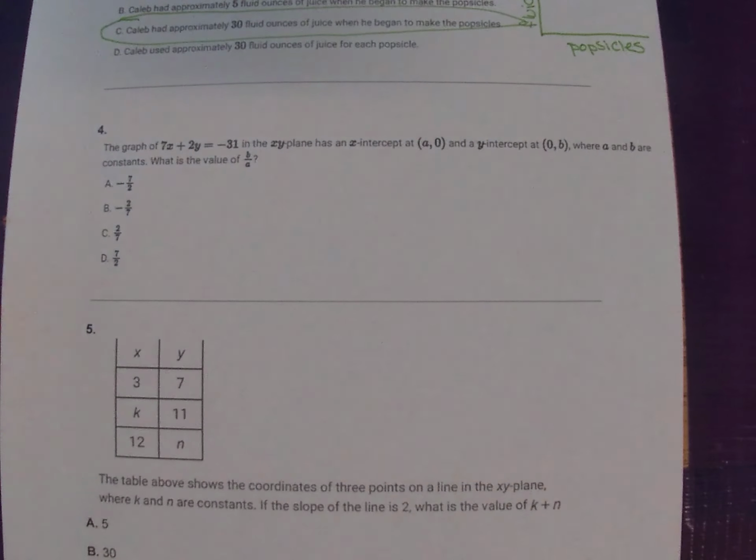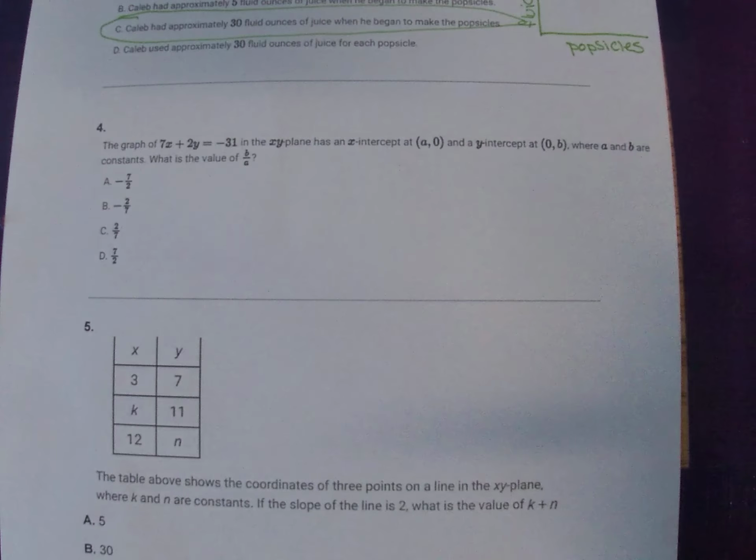Number 4, the graph of 7x plus 2y equals negative 31. Right? We have a function in the xy plane. It has an x-intercept and it has a y-intercept, right? We know x-intercepts are this way and y-intercepts are this way, where a and b are constants. What is the value of b over a?